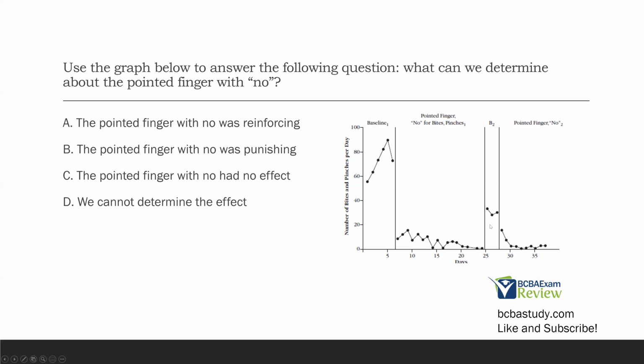Had we stopped at baseline 2 and we didn't have intervention phase 2, you couldn't definitively say we have any functional control. But because we've withdrawn it and then reversed it, right? You can definitively say we have some sort of functional control over the behavior. So B is going to be our answer. C, the pointed finger with no had no effect. Obviously not true. And then D, we cannot determine the effect. Again, if we had not reversed it, our answer would be D, but we did, so we can determine that we have functional control or experimental control. Therefore, we can determine the pointed finger with no was punishing, because when we introduce the pointed finger, what happens to behavior? It decreases.